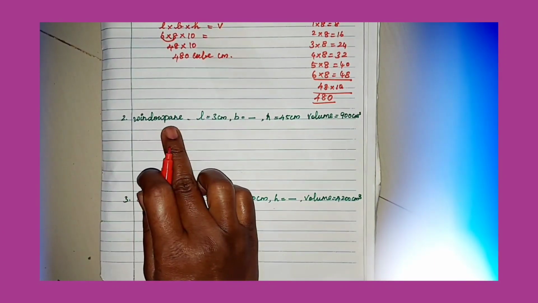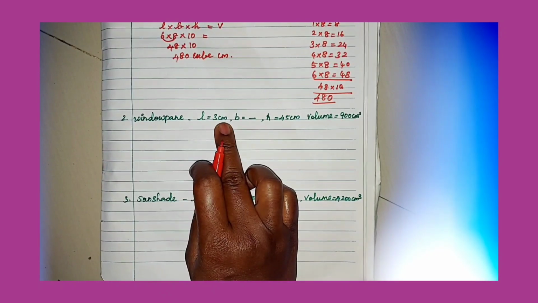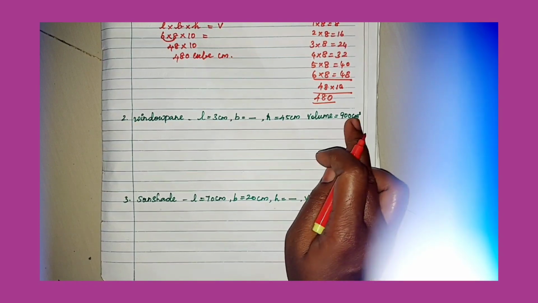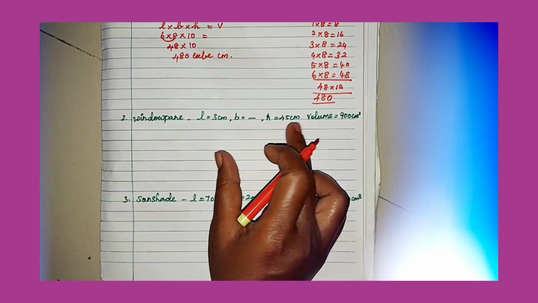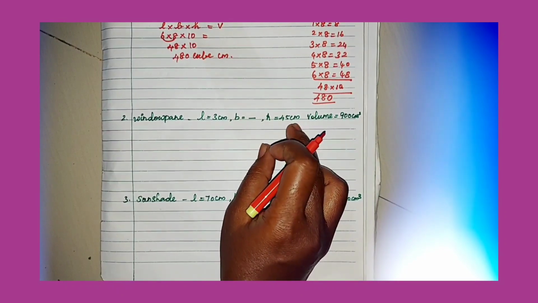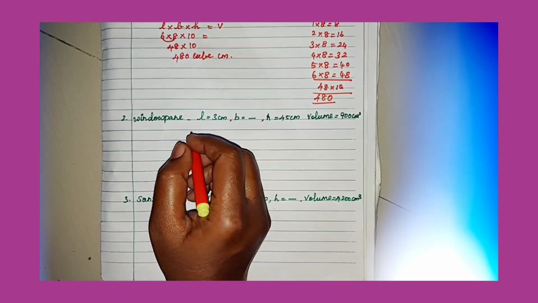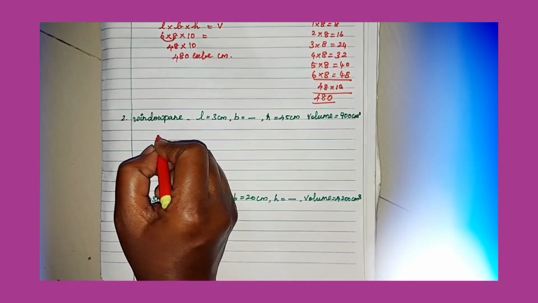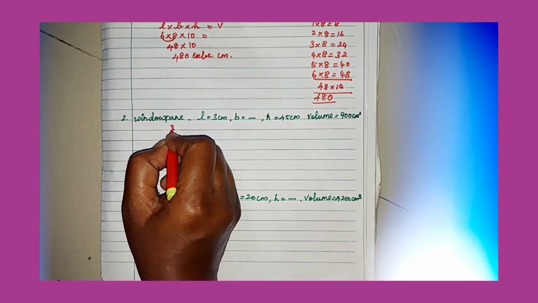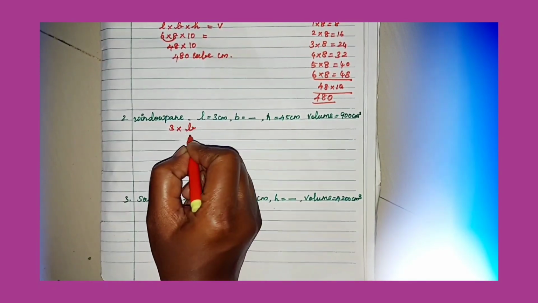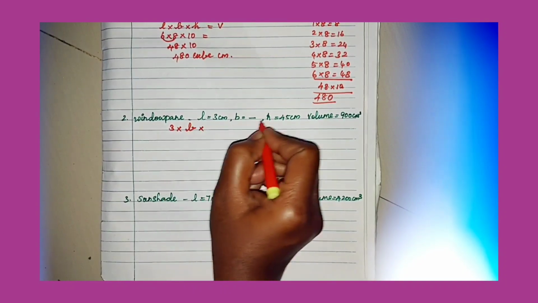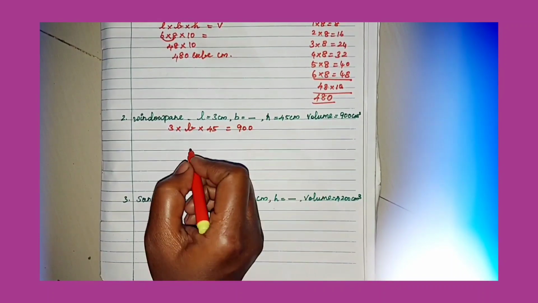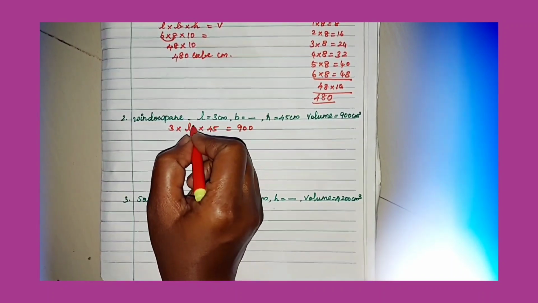Second one, windows fan. Length value is 3 centimeter, breadth value not given, height value 45 centimeter, volume is 900 centimeter cube. So volume, length and height values are given, breadth value is missing. The three values multiplied are equal to the volume value. So 3 centimeter into breadth, not given so put B, into height value 45 is equal to the answer 900.